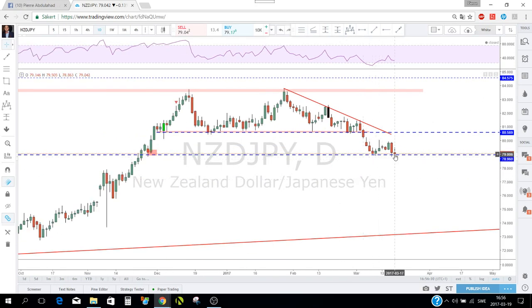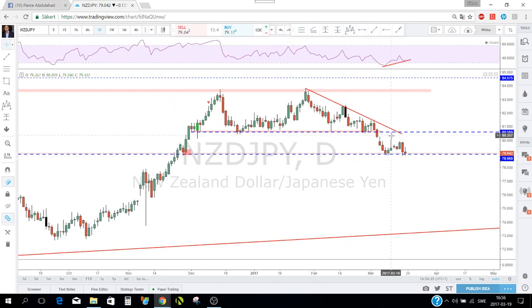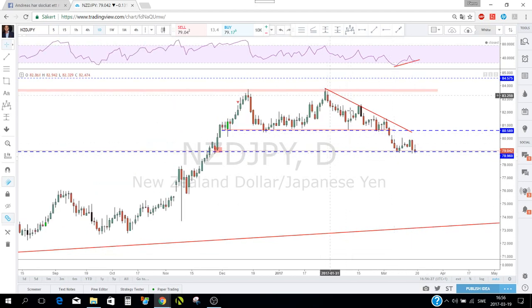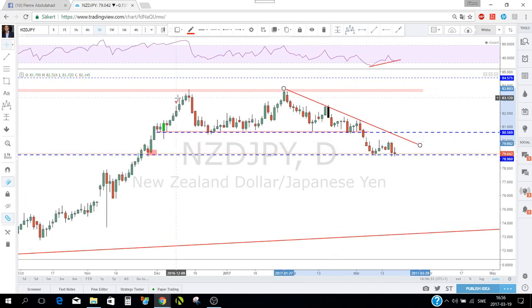like a double bottom on the daily, and we have also some divergence on the RSI. As you see here, the RSI is heading up and the price, we have equal lows, but the main move is still to the downside on this whole leg here.